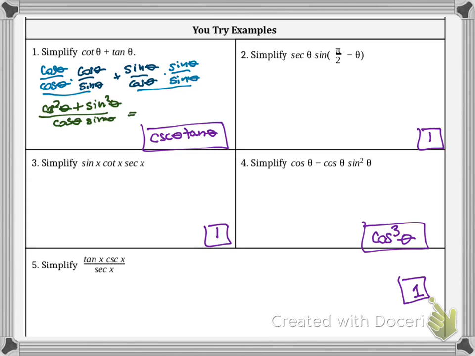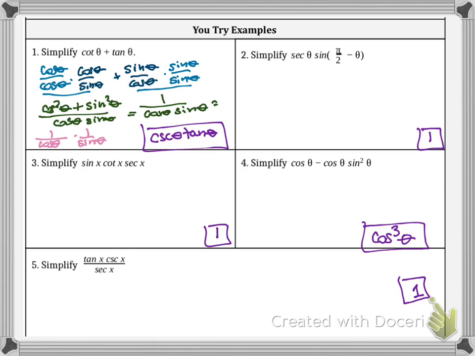Now, cosine squared of theta plus sine squared of theta, that is one of our Pythagorean identities. We remember that equals 1. So it's 1 over cosine of theta times sine of theta. Then at the end, let me separate this. Maybe if you can't see it as easily or quickly, this is 1 over cosine of theta times 1 over sine of theta. Then remember, these are reciprocal identities.